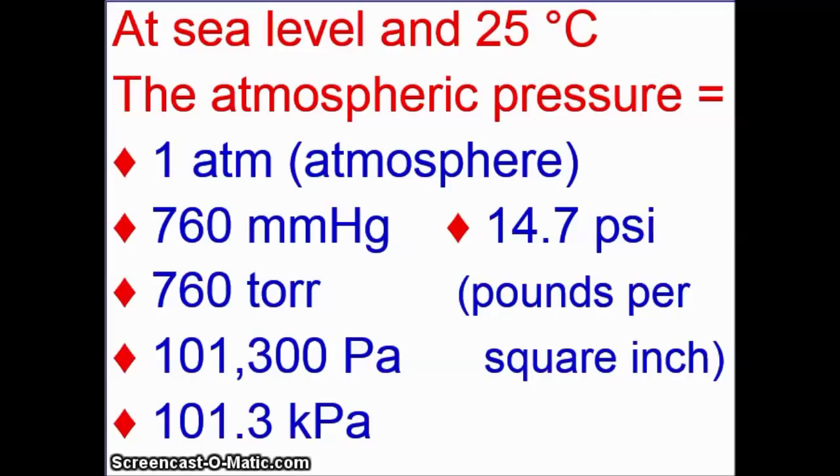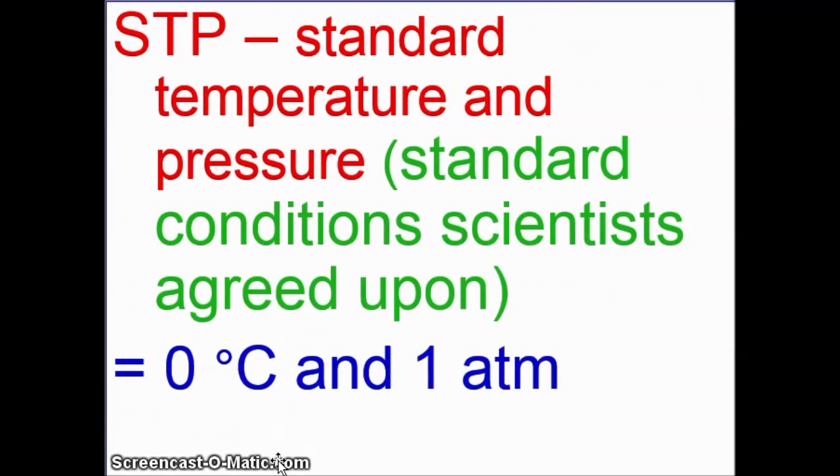So here are the units that we measure pressure in. You might want to take a moment now and just write all these down. These are all our units for measuring pressure, and we'll talk more about these individually in class, but I just want you to write them down now. Also, this idea of a standard temperature and pressure, STP. These are the conditions that scientists all agree upon as the standard temperature and pressure: 0 degrees Celsius and 1 atmosphere.